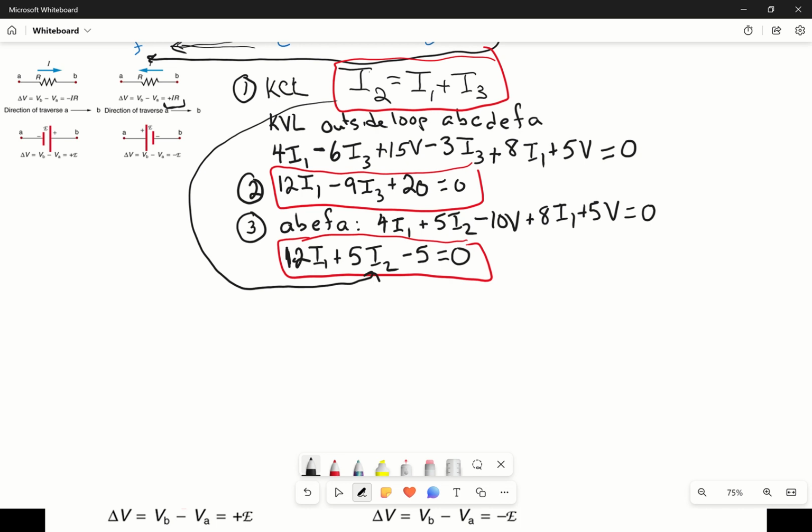And so I'm going to get, so let me write down what I did. So equation 1 into equation 3. So that's going to give me 12I1 plus 5, and instead of I2, I'm going to write that's equal to I1 plus I3.